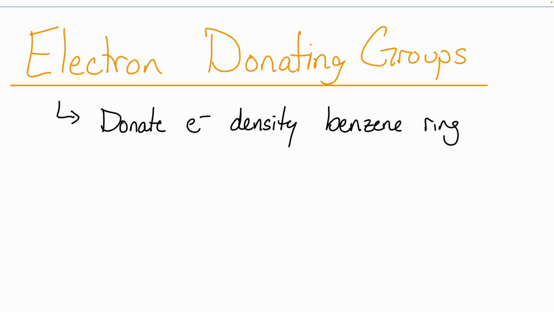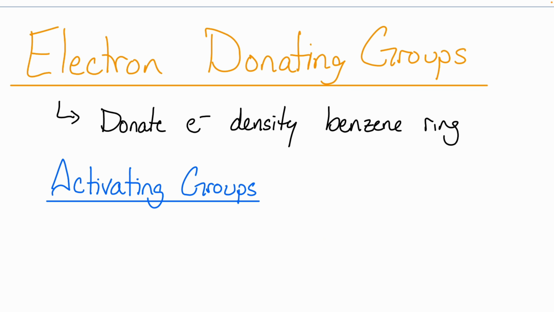All right, what are nucleophiles? The electron-rich ones or the electron-poor ones? The electron-rich. So if we make that benzene ring even more electron-rich, is that going to make it a better nucleophile or a worse nucleophile? A better nucleophile. All right, so these electron donating groups, we call these activating groups, because by donating electron density to that ring, we make benzene a better nucleophile.